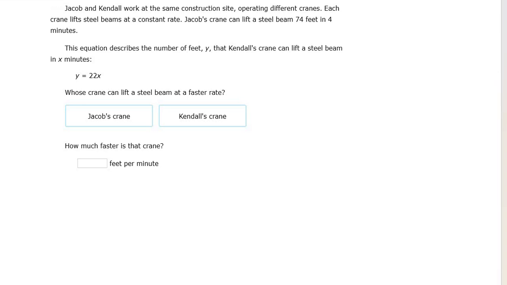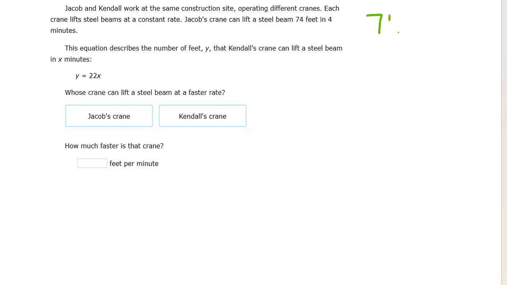All right, so let's take a look at a couple of questions. The first one is Jacob and Kendall work at the same construction site, operate different cranes. Each crane lifts steel beams at the same constant rate. We're not trying to trick you here. Jacob's crane can lift a steel beam 74 feet in 4 minutes. So that's already a rate.